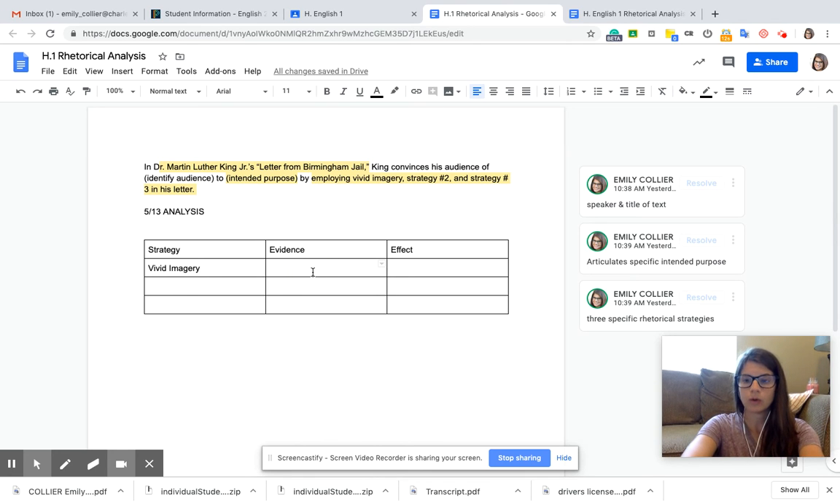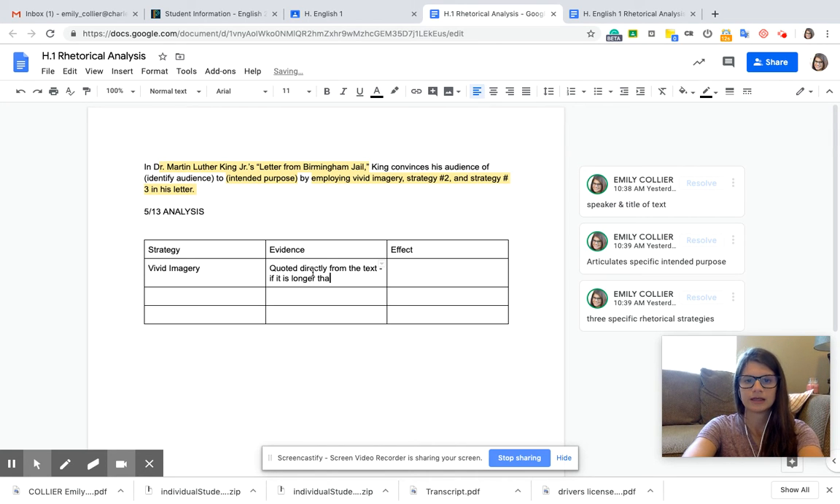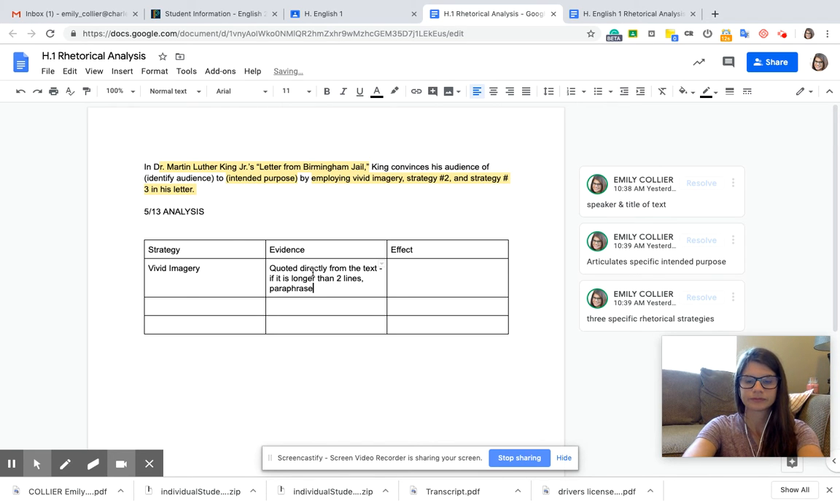Evidence. This should be quoted directly from the text. Okay. If it is longer than 2 lines, let's say, because it's a lengthy text, paraphrase it. So it's quoted directly from the text unless it's longer than 2 lines. Some people pull an entire paragraph of evidence, and sometimes that's appropriate, right? Because you don't know where to cut it off or where the relevance stops and the irrelevance begins. And that's really a difficult skill, especially in 9th grade. So if it is longer than 2 lines and you can't figure out where to end this, just paraphrase it. Okay. That way it's not taking up a bulk of your paragraph.